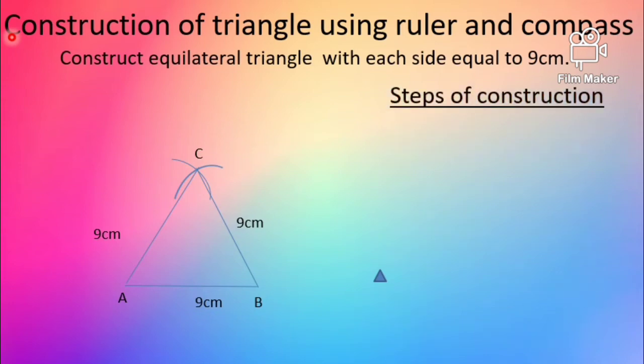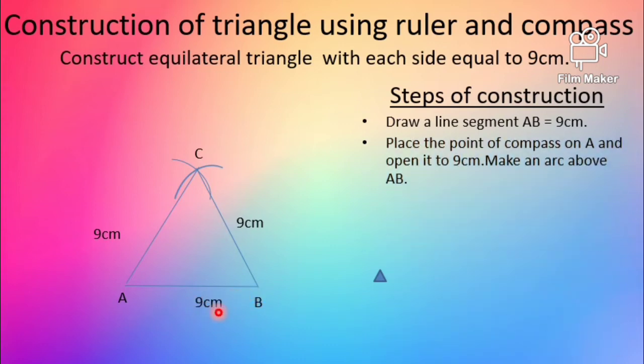Now we are going to write the steps of construction. What does it mean? It means we have to write the steps which we have taken to construct this triangle. The steps which we have taken to construct an equilateral triangle, now we are going to write the steps of construction. The first step which we have taken, draw a line segment AB equal to 9 cm. This line AB is of 9 cm.